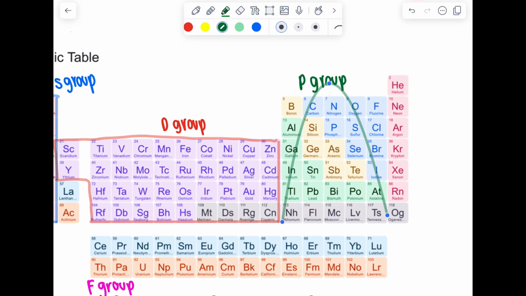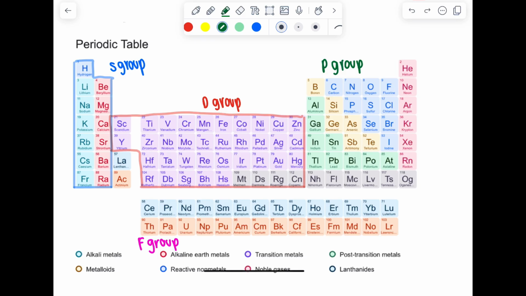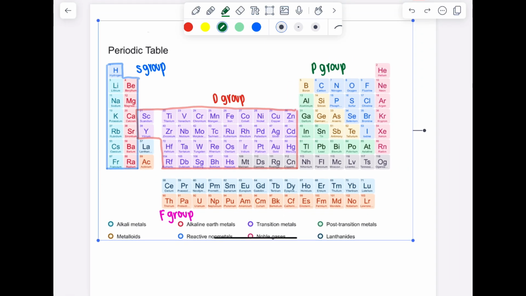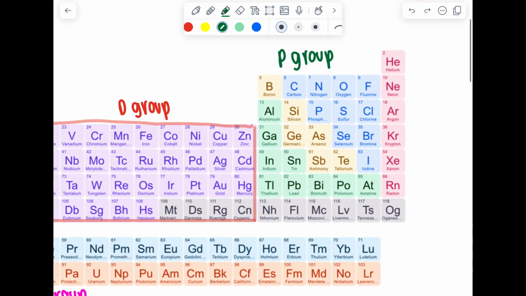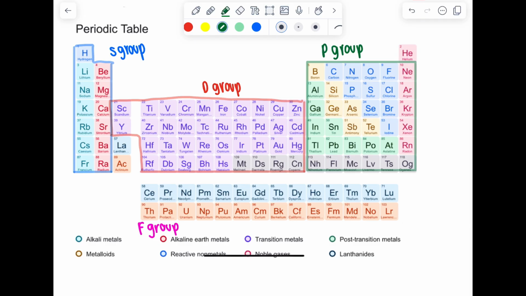Now this is the P group. Oh, I'm sorry, Mr. T. This is the P group. Also, helium is a part of the S group, so I'm going to highlight this blue.